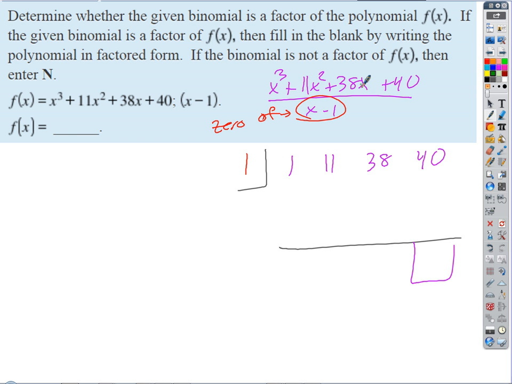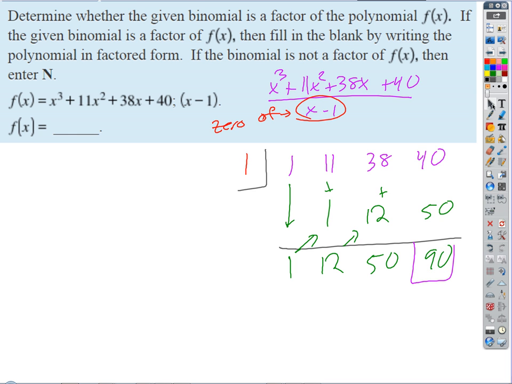So what were the steps in doing synthetic division? First, we bring down the 1. Multiply 1 by 1 in the box. Whenever a number appears below the line, we multiply by the number in the bracket. So 1 times 1 is 1, which we put in the next slot, and then we add. It's the opposite of long division; we're always going to add. So 11 plus 1 is 12. 1 times 12 is 12. 38 plus 12 is 50. And 1 times 50 is 50. 40 plus 50 is 90. It didn't work, did it? So it's not a factor. What would we enter in Moodle? N. Yeah, it's not a factor.